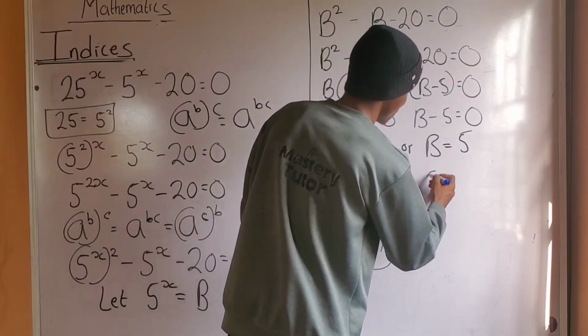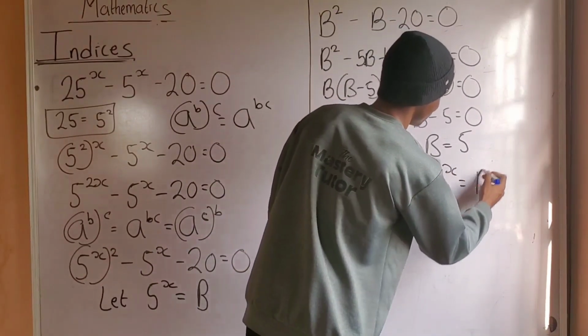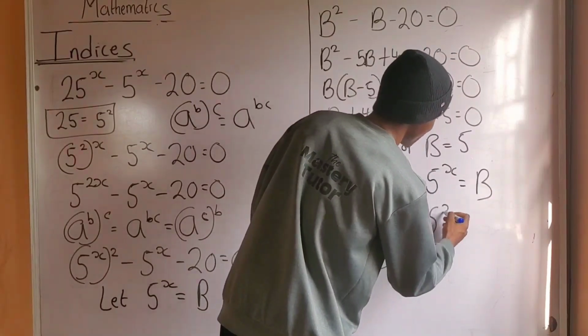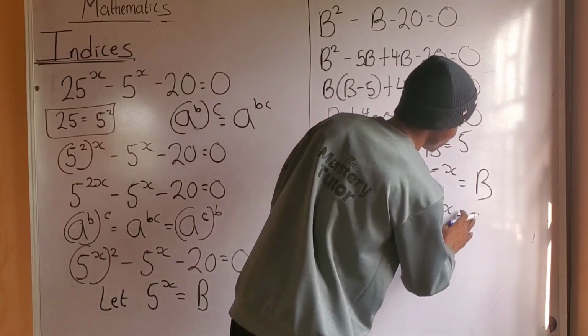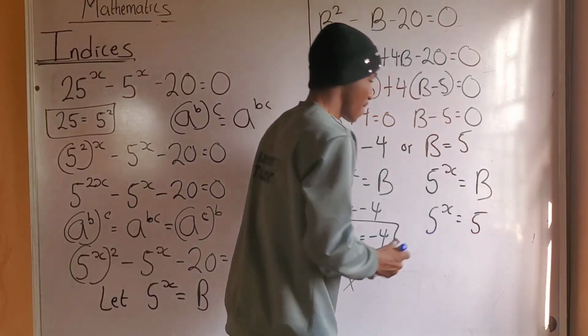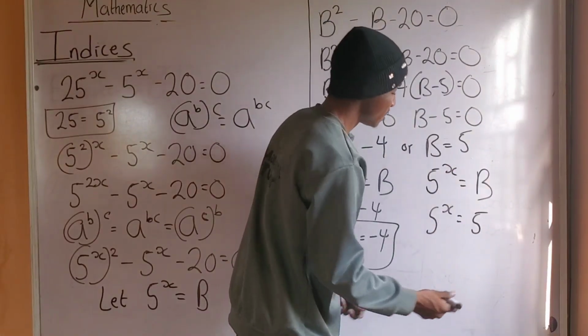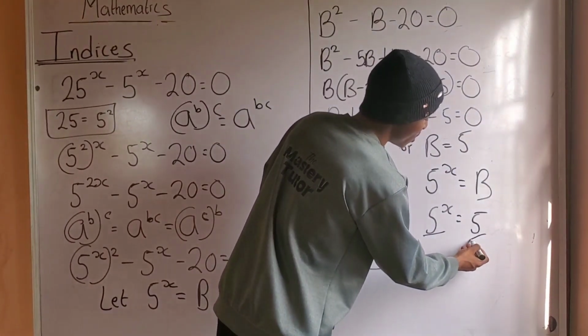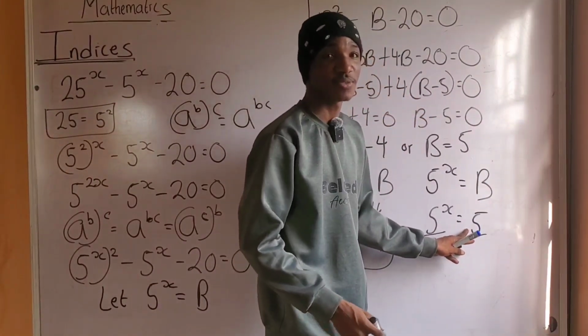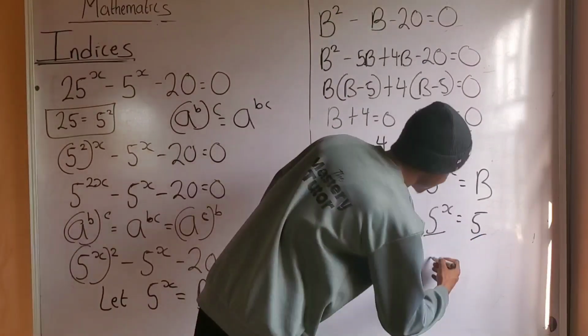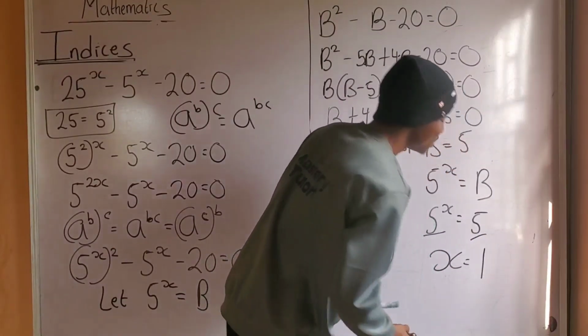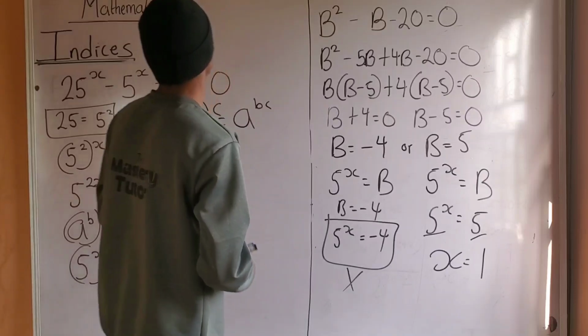When b is 5, we have 5 raised to the power of x equals b. 5 raised to the power of x equals 5. That is when b is 5. Now, the bases are equal. What is the power of this 5? It is an invisible 1, right? So x equals 1, which is the solution to this question.